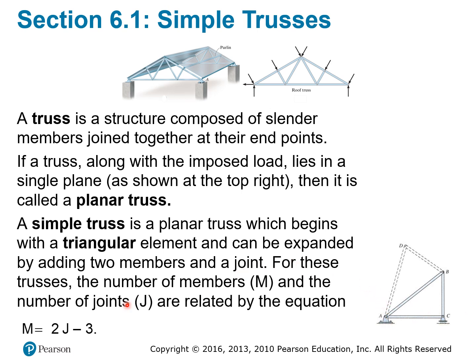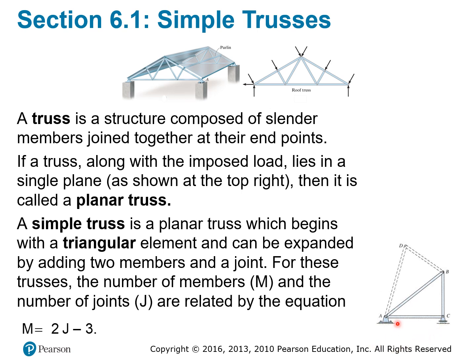For this kind of truss, the number of members and the number of joints are related by this equation. N represents the number of members, J represents the number of joints. So how do you see that from this picture? Let's look at this picture here.